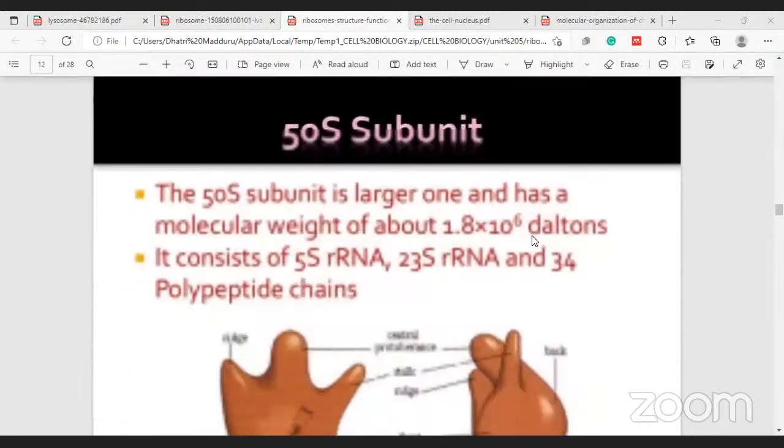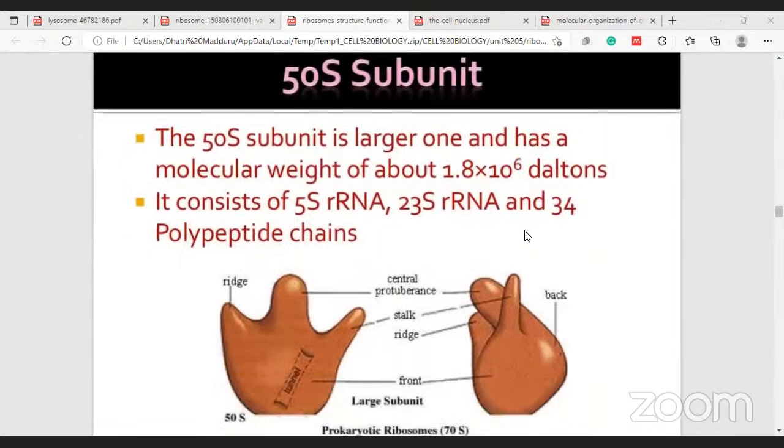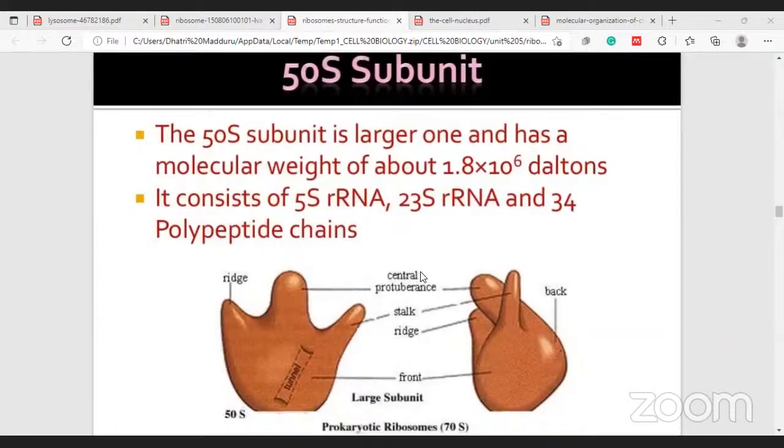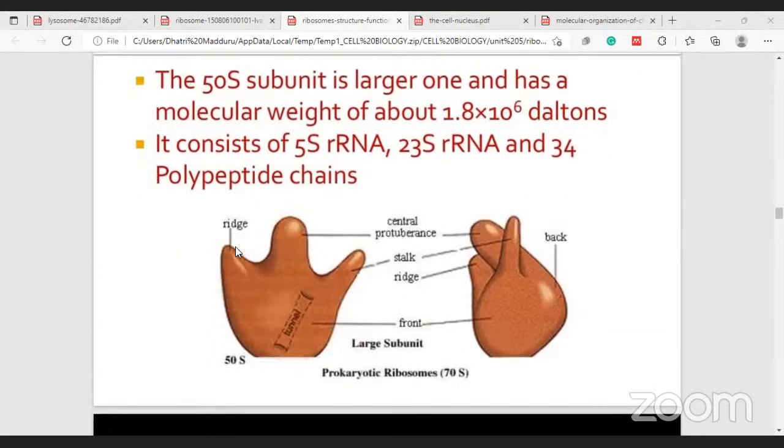Okay. Then 50S. It's a larger one, with a molecular weight of 1.8 into 10 power 6 Daltons. It has 5S RNA, 23S rRNA, and 34 polypeptide chains. Here you have the ridge, this is called the stalk, and here you can see the back and the front. It looks like a palm, right? And this is the central protuberance.